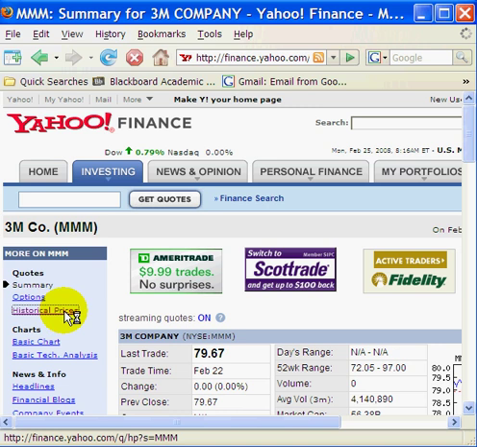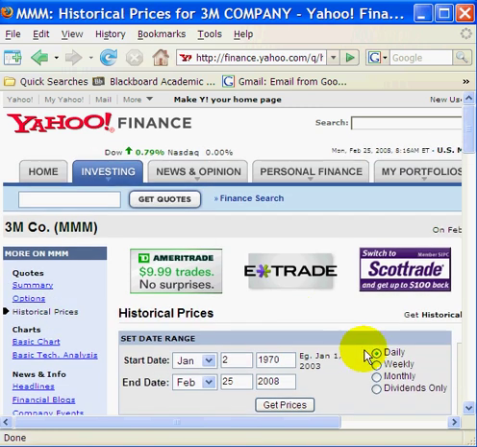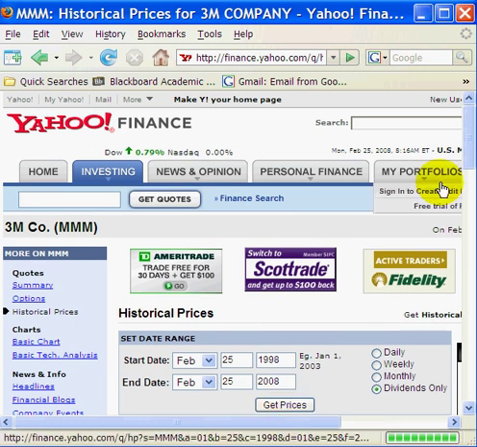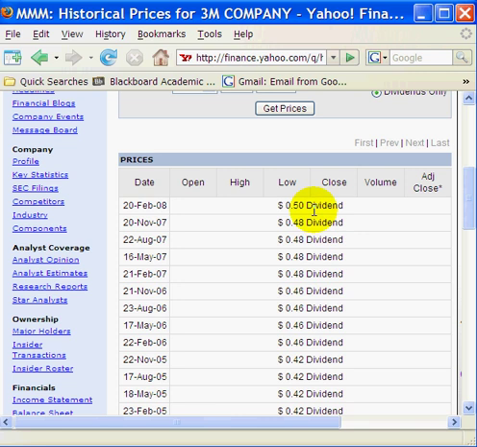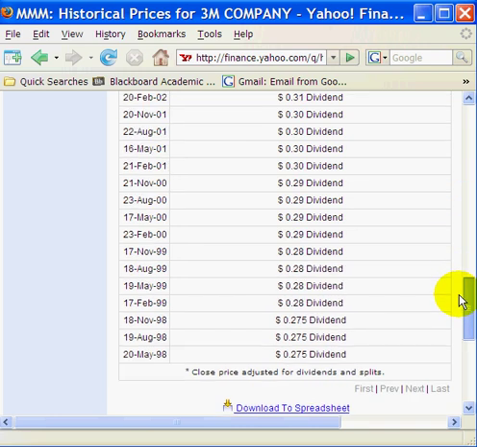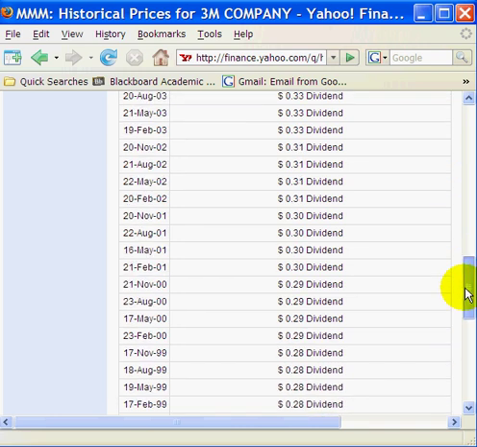Go to Historical Prices. Click on the radio button for dividends only, and let's do it for the last, say, 10 years. And click on Get Prices. If you scroll down, you'll notice that we have a recent dividend of 50 cents a share, and these are quarterly levels. 48, and back in 1998, it was 27.5 cents per share.